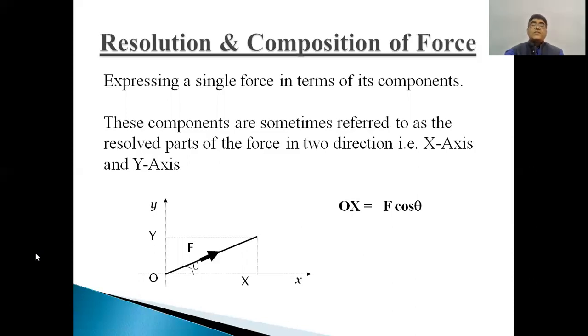And if this force makes an angle theta with the y-axis, then the y component will be F cos theta. This will be clear to you. Exactly. The y component of the force will be Oy is equal to F sine theta.